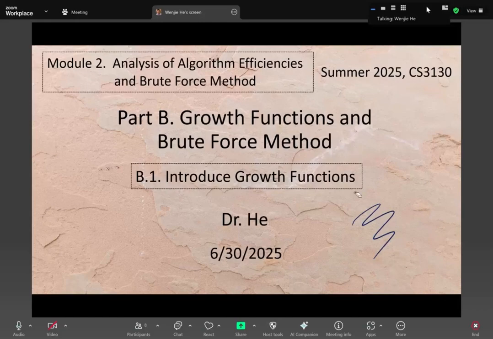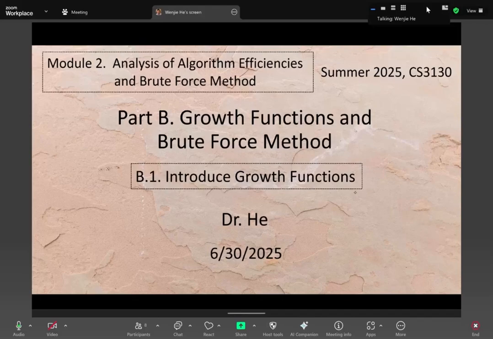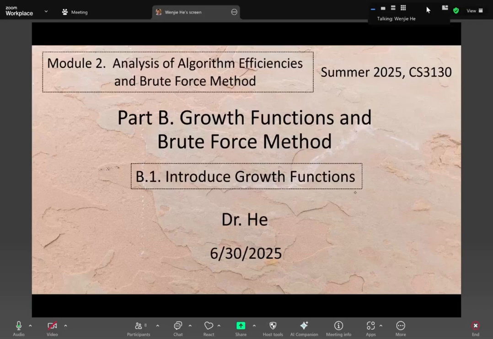The topic: two topics in part B, growth functions and the brute force method. First, we need to learn the growth function concept, introducing growth functions. Our goal, because we need to look at what's the goal of this module, part 2: we need to learn how to do analysis of algorithm efficiencies.